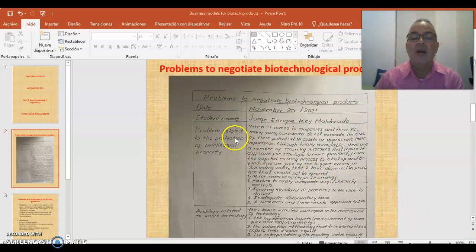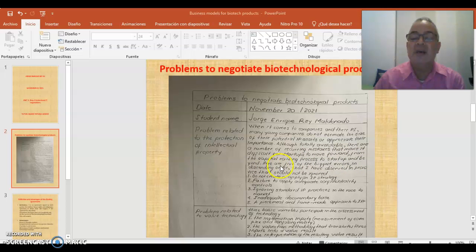Problems related to the protection of intellectual property. When it comes to companies and IP, many young companies do not estimate the size of their potential IP assets or appreciate their importance, although they are totally available. There are a number of recurring mistakes that make it difficult for startups to move forward from the capital raising process to startup and beyond.